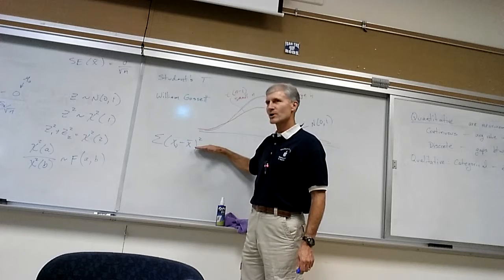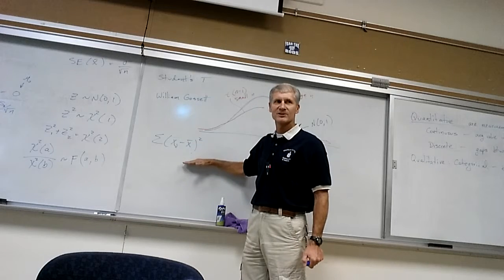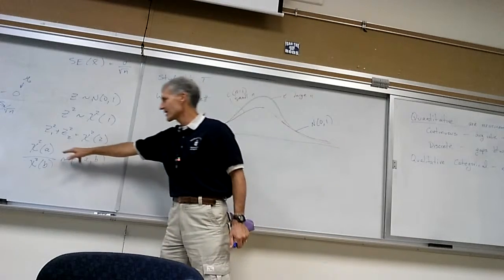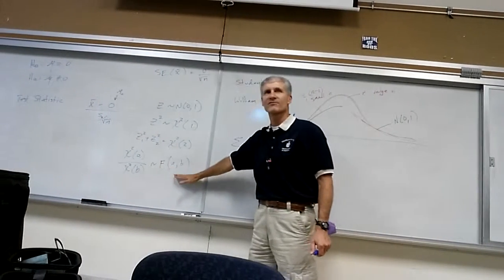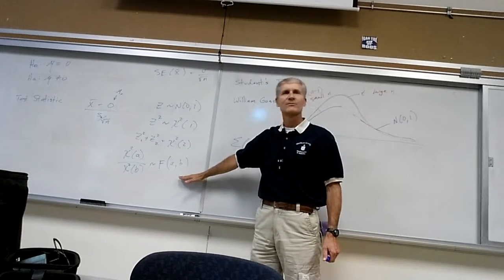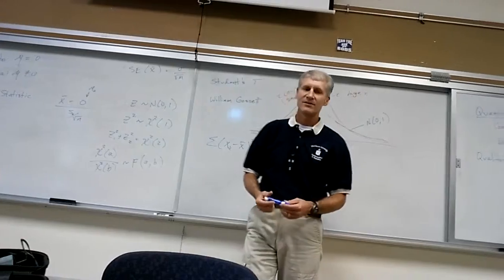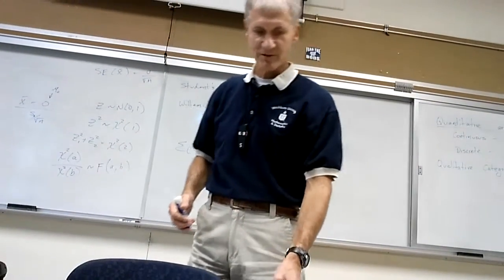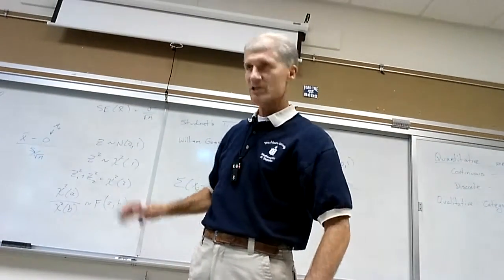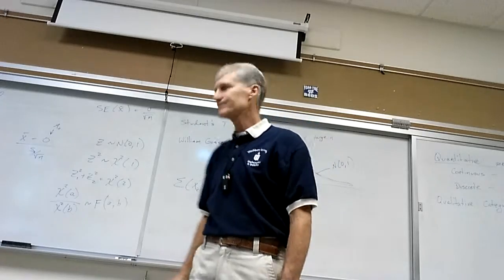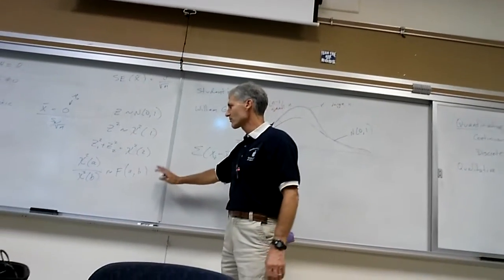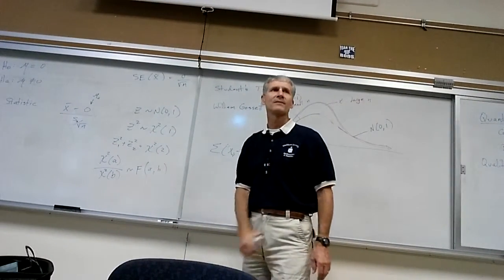So sum of squares due to the model divided by sum of squares due to error. You've got chi-square over chi-square. You get an F test. So you get an F test for the significance of that grouping variable. In regression, we're going to do exactly the same thing. We'll have an F test for the overall fit of the model.